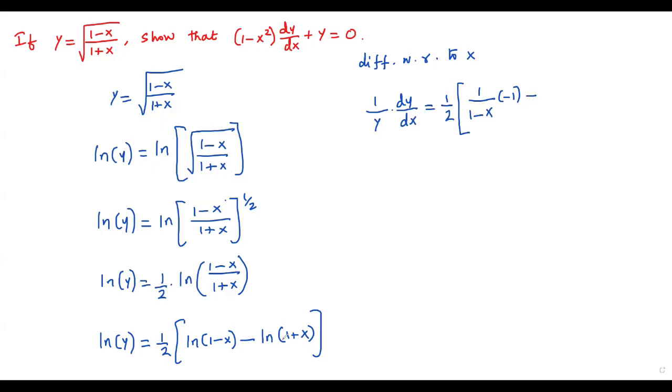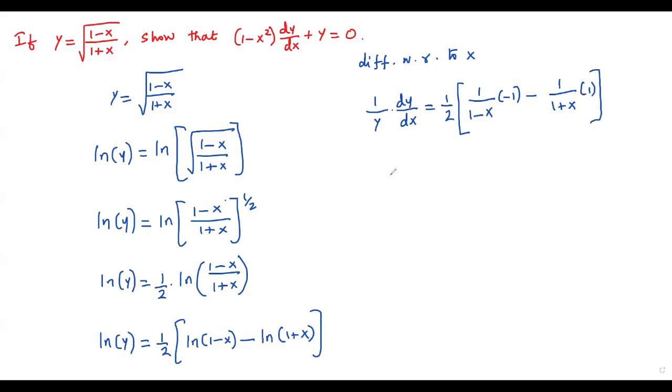Let me write the negative sign. Now, the same thing: when you find the derivative of this natural logarithm, I have to write 1 in the numerator. The argument of the logarithm should be written in the denominator. By the chain rule, when I do the further derivative of this 1 plus x, the 1 will become 0 because it's a constant. The derivative of x with respect to x is just 1.